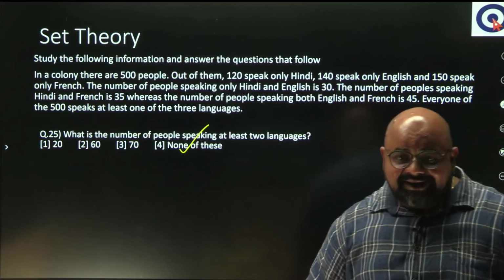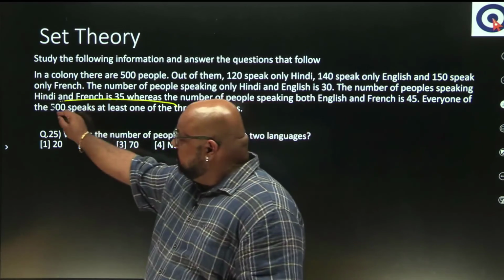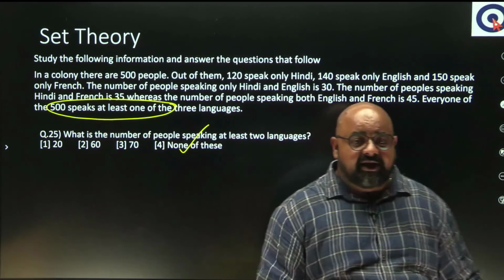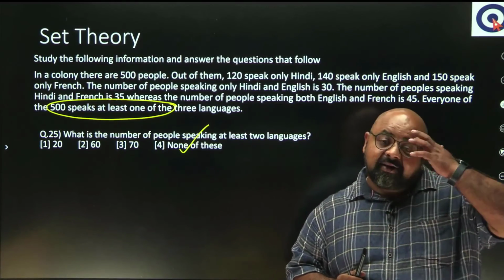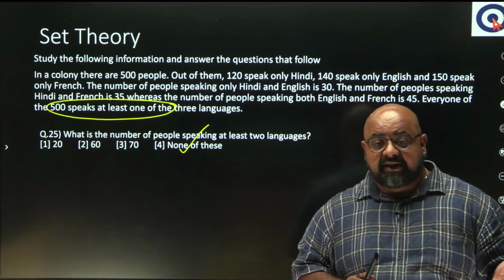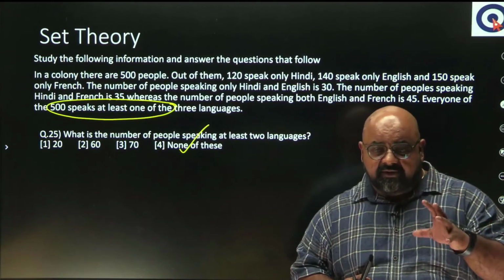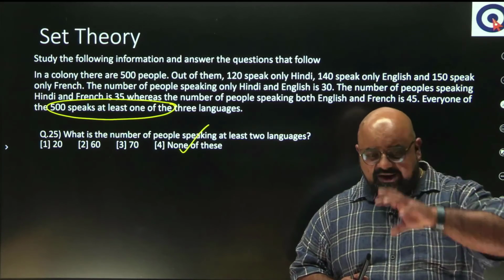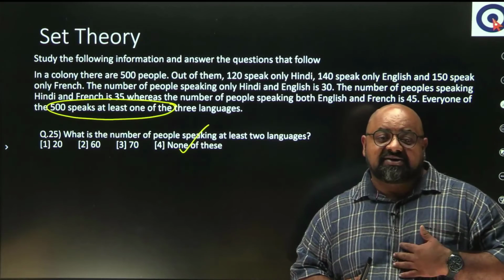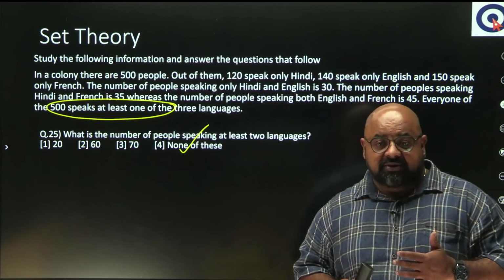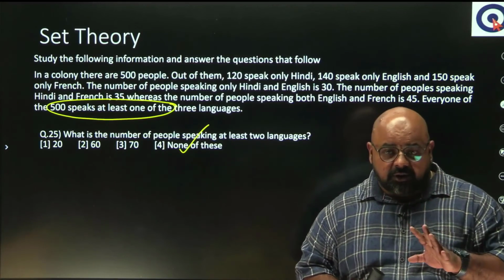Right? In a set theory question, what you should remember is, number one, this part is important. This gives you the idea of the total that will be in the circles. If this line was not written, then there could be people who are not speaking any language, they will be outside the circle. So the values in the circle will not add up to 500. So this part is important. For example, if the question said 10 people speak no language, then the sum of all the numbers in the circle would be 490. That is an important part.